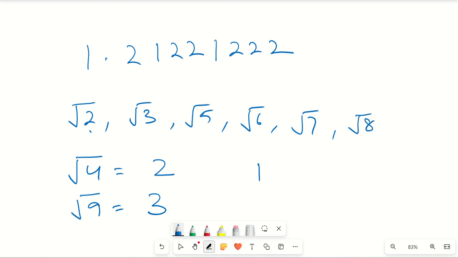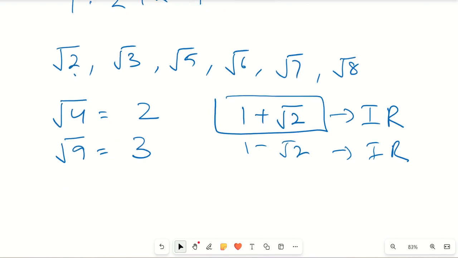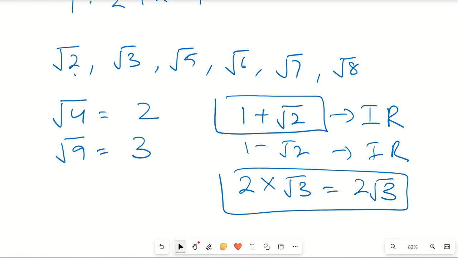So 1 plus root 2, what kind of number is this? This is an irrational number. If I'm adding one rational and one irrational number, then also it is an irrational number. The proof for this we did in 10th grade. Right now, just remember the concept. If I'm subtracting, 1 minus root 2, then also it is an irrational number. If I'm multiplying one rational and one irrational, like 2 into root 3, which I can write as 2 root 3, these two are the same thing. So this is also an irrational number.